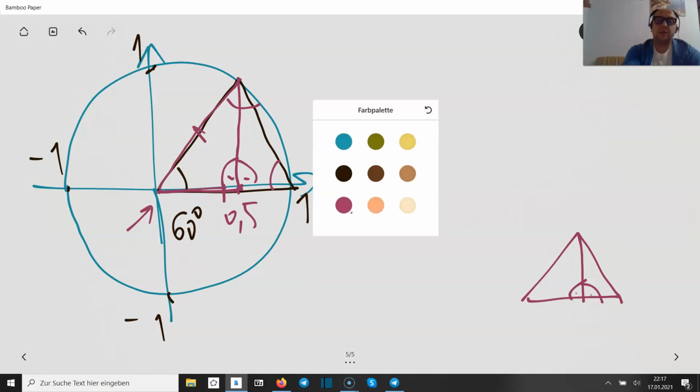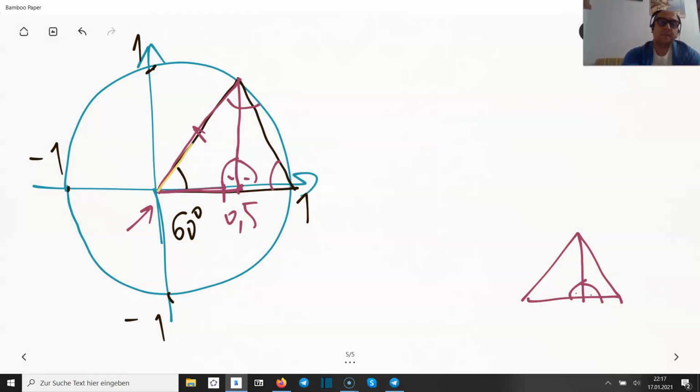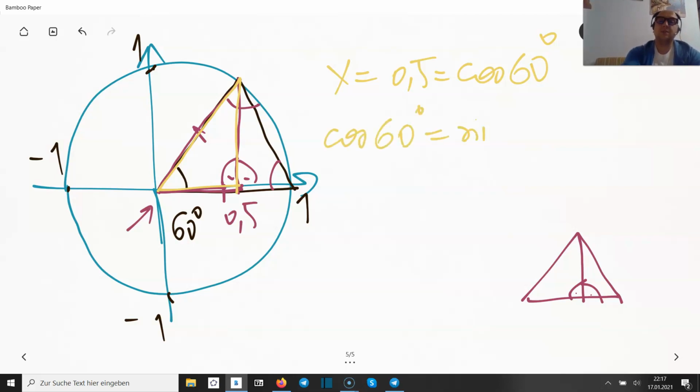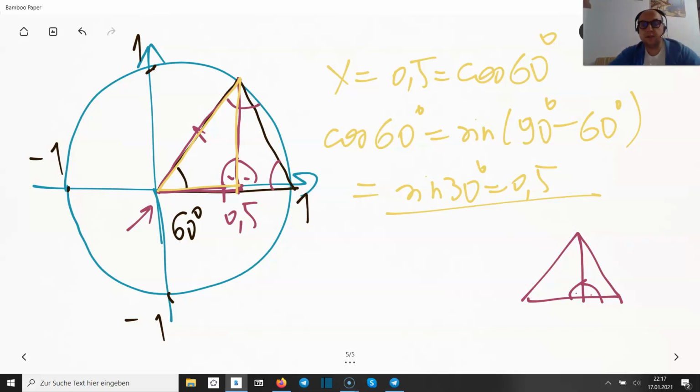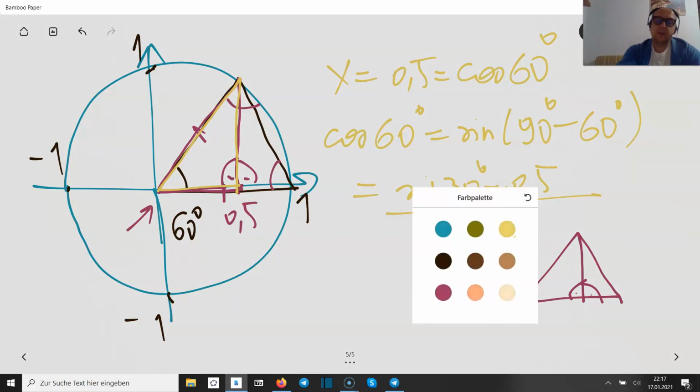And if we're considering this triangle, this x value, 0.5, is exactly the cosine of 60, which is nice to have. Why? Well, let's go back to the formula. Cosine of 60 is equal to the sine of 90 minus 60, which is equal to the sine of 30, which is 0.5. Isn't that nice? Well, that's pretty nice. That's why we're doing this.